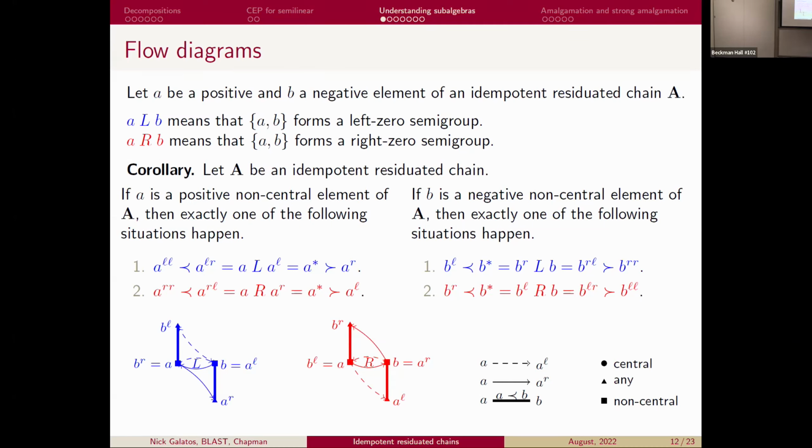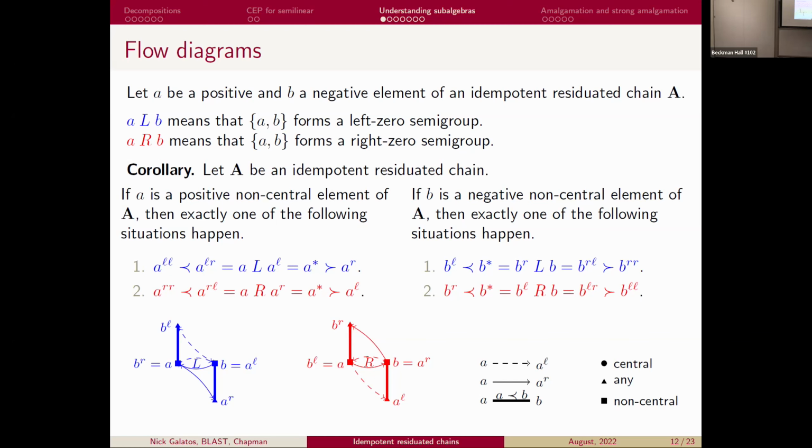And in that case, the element you're from a left zero semigroup is always the asterisk. It's always the bigger of the two inverses. So it's either the L, if that's the bigger, or the R. Two cases, the blue and the red. And in that case, we can know exactly the whole flow. So here I'm using dotted lines for the L unary operator and solid lines for the R.